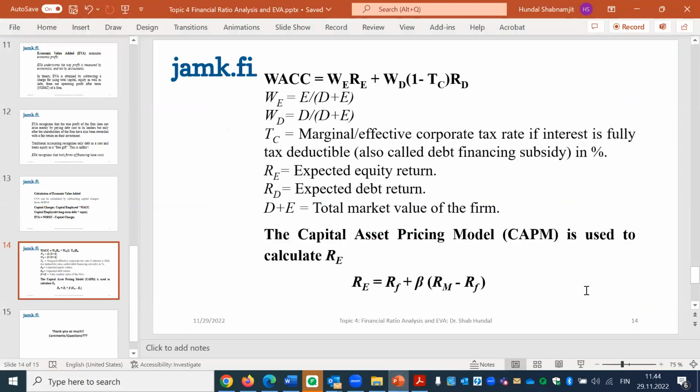Can you see the slides? Is it visible? Well, let me share it again. Yes, sure. Yes, it's visible. We can see that.